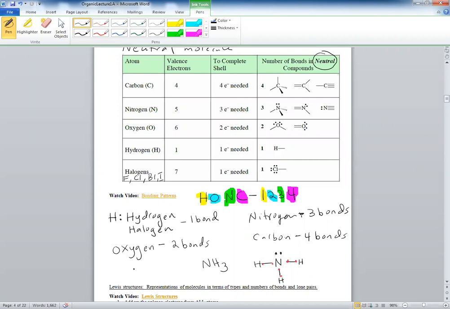So here's water also. Water, you know, oxygen is in the middle because hydrogen only has one bond. So you attach it like this. Well, we need to compensate. So we add, of course, the two electrons. So this is how you're going to develop the patterns. And you will see them as we move on.